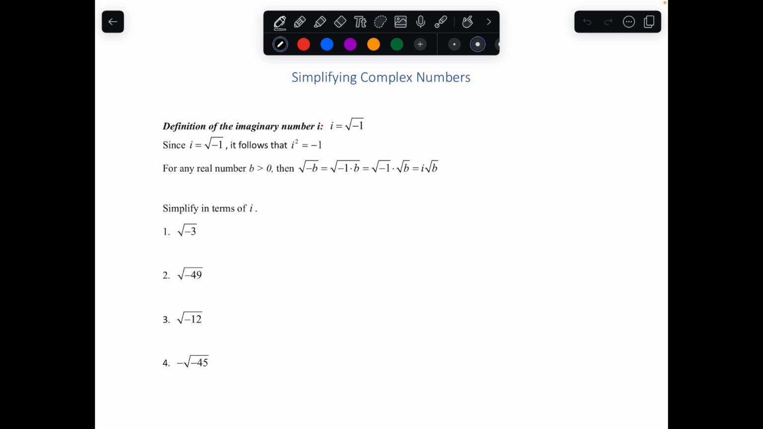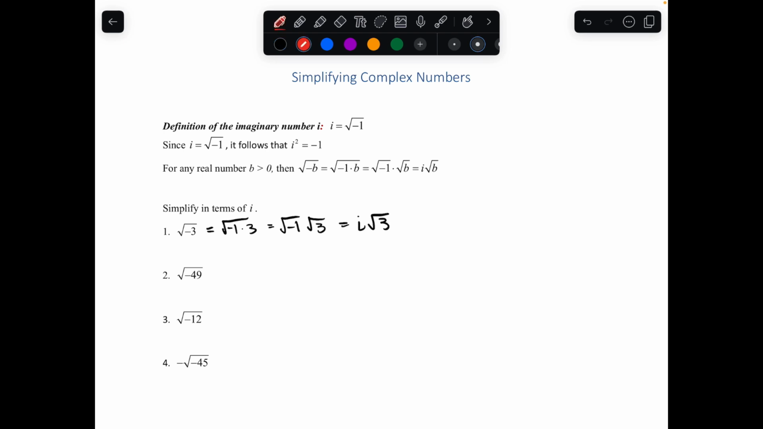So, let's go ahead and try this out on number 1. So, we have the square root of -3. Now, I want to write this in terms of i, so I don't want this negative inside of my square root. So let's go ahead and follow this process. I'm going to rewrite this as the square root of -1 times 3. Now we can separate this into the square root of -1 times the square root of 3. But we know that the square root of -1 is going to be denoted as i. So we write this as i times the square root of 3.